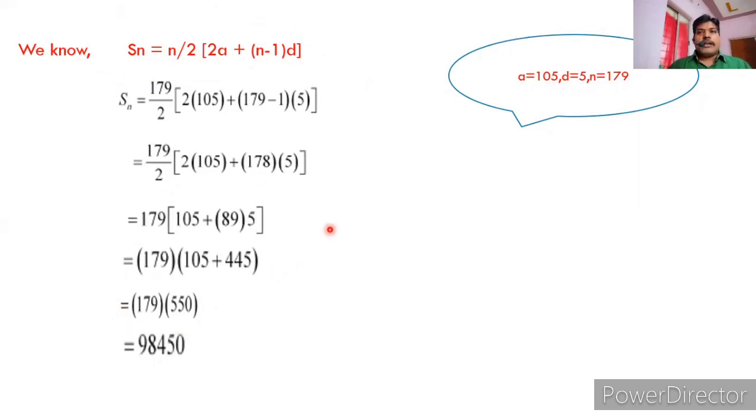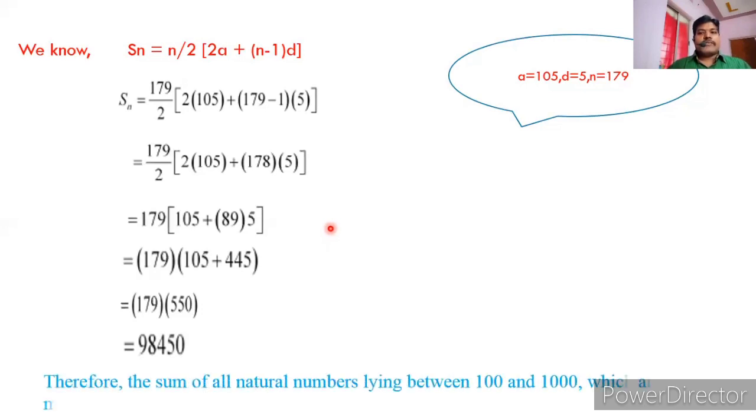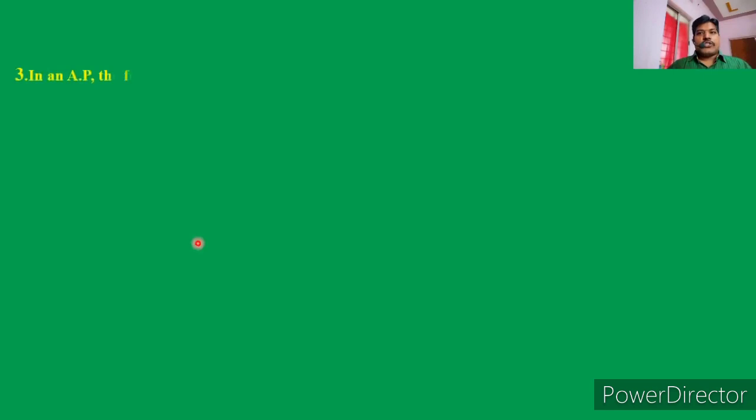So see the next question. Therefore we can declare that the sum of all natural numbers lying between 100 and 1000 which are multiples of 5 is 98,450.